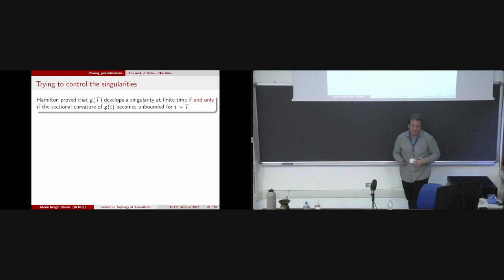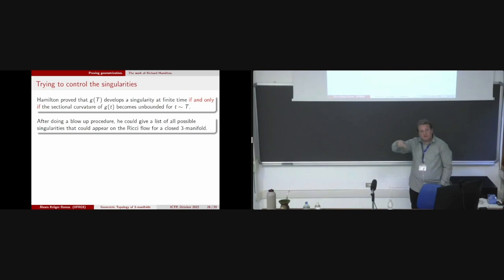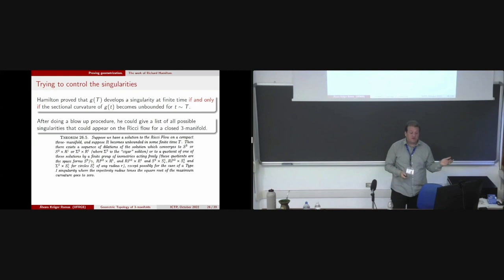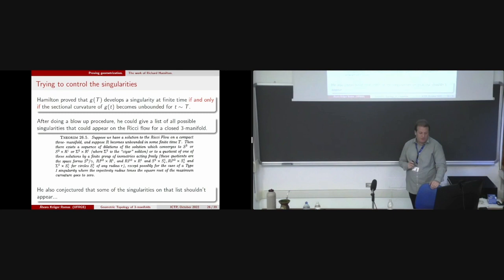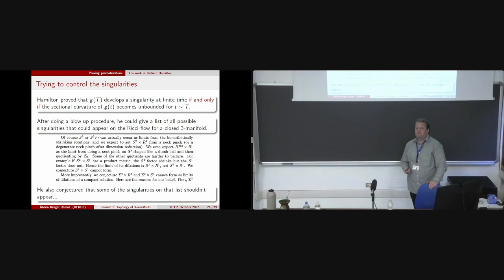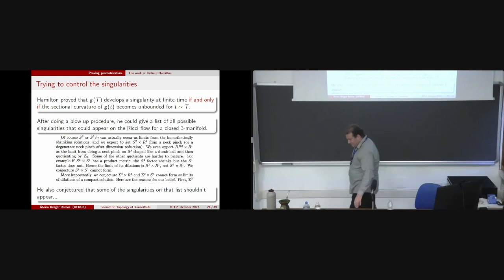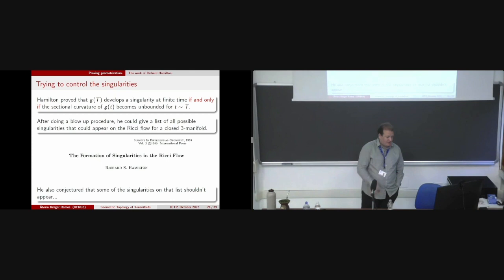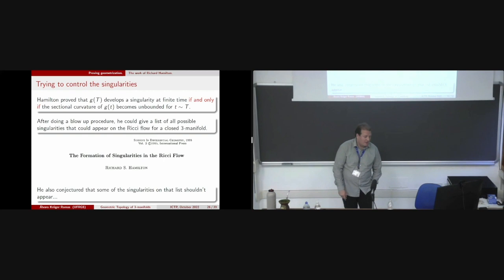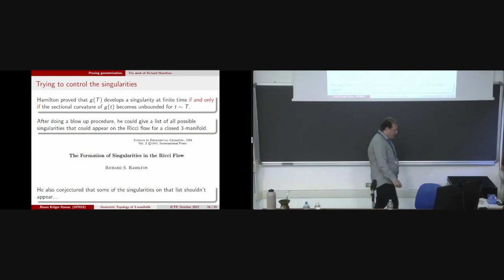So after blowing up, using this scale of curvature, Hamilton could produce a list of all the singularities that could appear in the Ricci flow for a closed manifold. And here's the theorem. There are some of them, I'm not going over. And he also conjectured that some of these singularities should not appear here. More importantly, we conjecture that this and that cannot form, and some others here couldn't form. But Hamilton was only on the conjecture part. And this is a nice survey of Hamilton, and look at the name of the survey, the formation of singularities in the Ricci flow. Understanding singularities of the Ricci flow was the main thing.